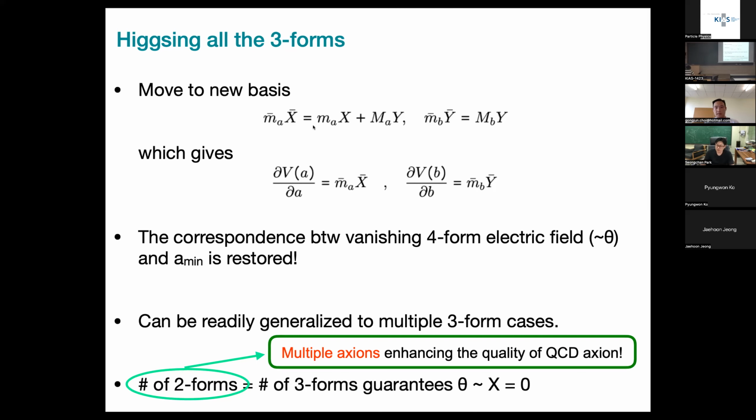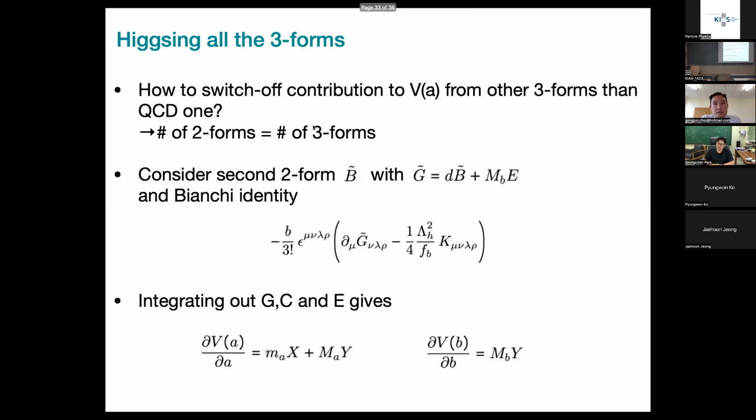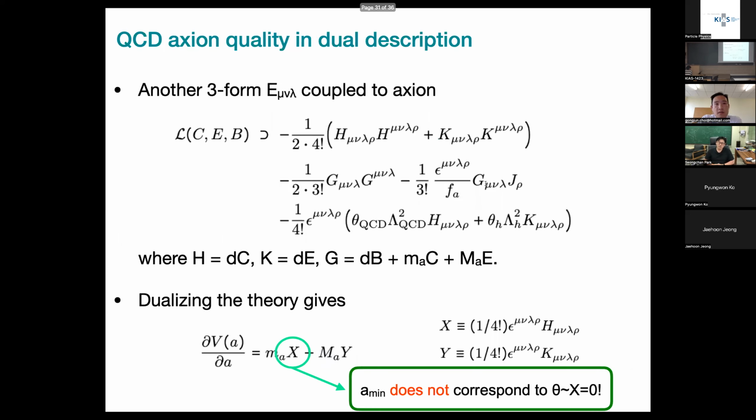Gongjun, I have one more question. How do you suppress the mixings among different two-forms and different three-forms? You have multiple two-forms and multiple three-forms. Then you start to allow the mixings among them, and then you do have this kind of additional contribution, right? That's right. And your question is, how do I suppress the mixings?